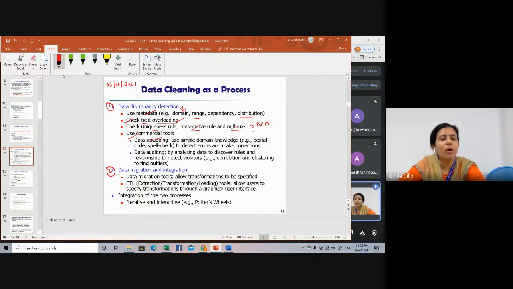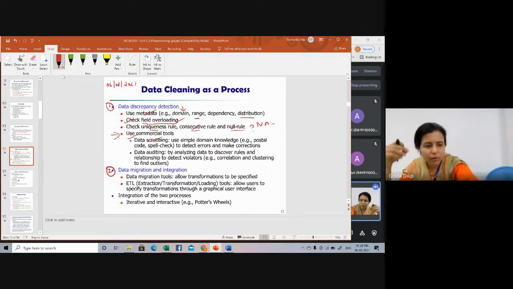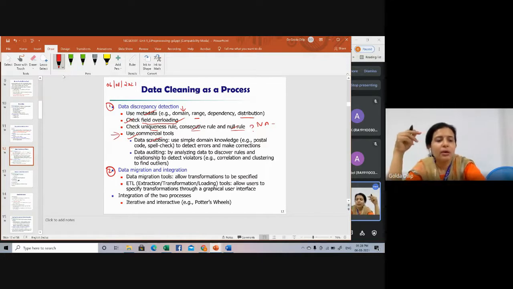There are many commercial data scrubbing tools available in the market. If you just do a Google search, you'll come across many things like Wrangler or Drake or cloud based solutions. IBM has got a good product for data scrubbing. So n number of commercial tools are available. Later, once we complete our portions, we can take it up as a seminar or as a use case study. Then next is data auditing.